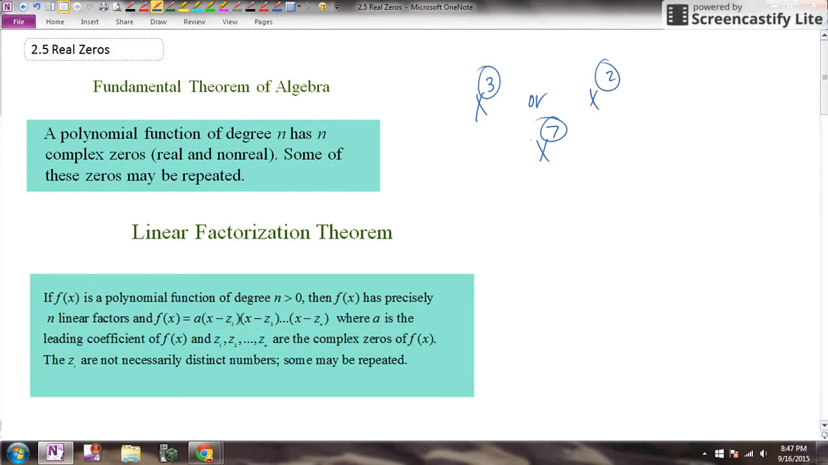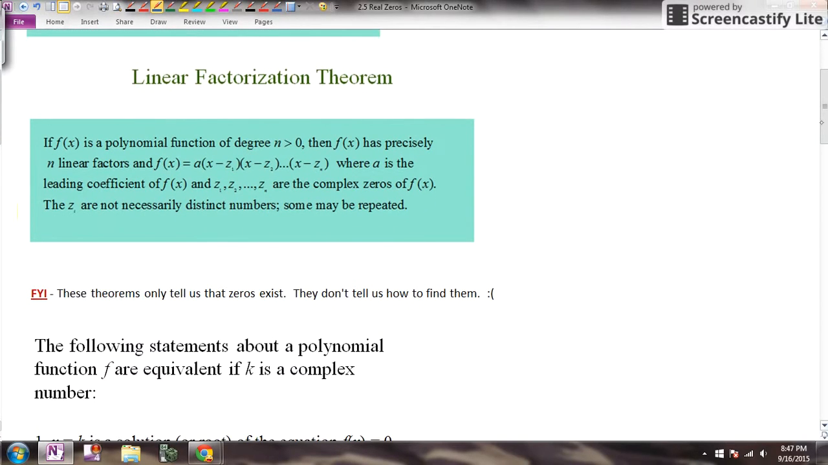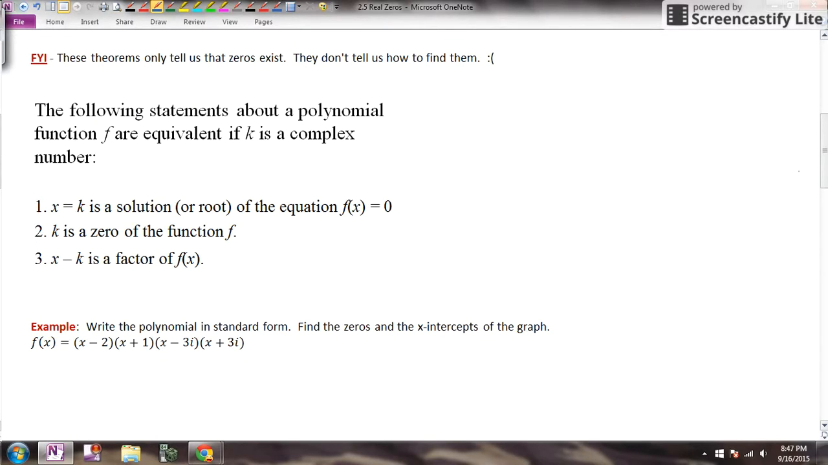Then there's the linear factorization theorem also, and that just tells you that you can factor it so that you can see those zeros. Now, the good news is that those two theorems tell you there are zeros, but they don't tell you how to find those zeros, and that's kind of a bummer. One more thing you might want to know is that if you know that x equals 5 is a solution, then it's also a root of the equation. That means that the equation would equal 0 at that given time. It's x minus whatever, so x minus 5 would be a factor, and that's all that I'm kind of saying here in this middle part.